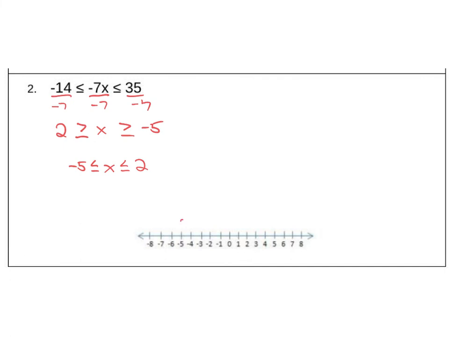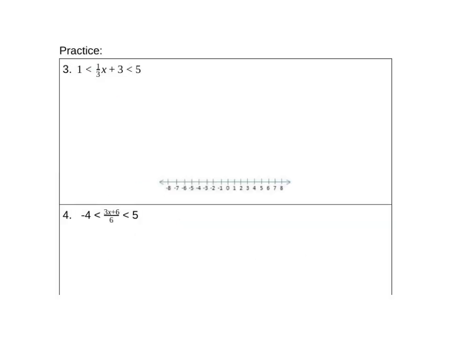So if we start at a -5, x is going to be greater than -5, going that direction, but x also has to be less than or equal to 2, so that's going to come back this direction, which is going to sandwich us in between those two. And when it's already written like this, that is our answer. We don't have to rewrite anything for this one. So take a few minutes here to practice. Pause here before you move on to check your work.